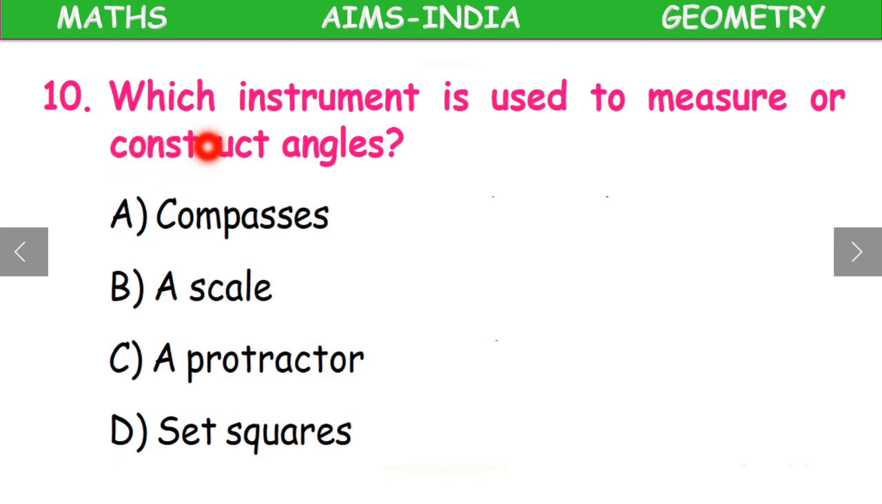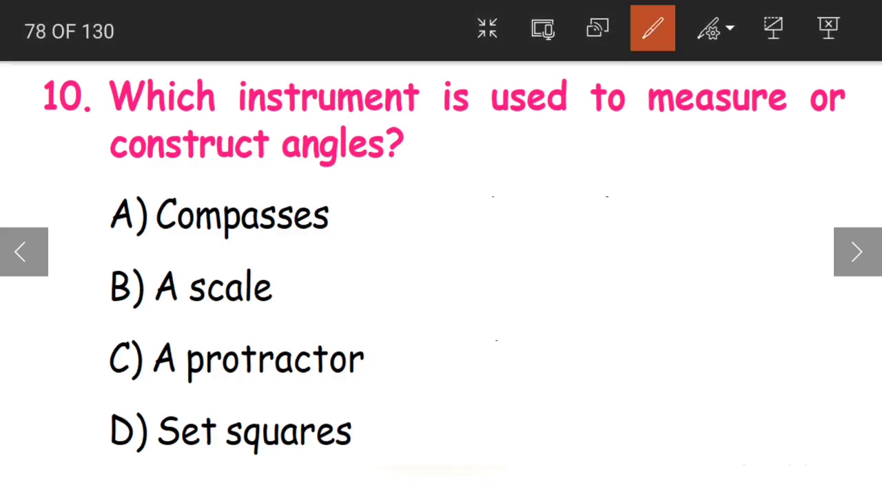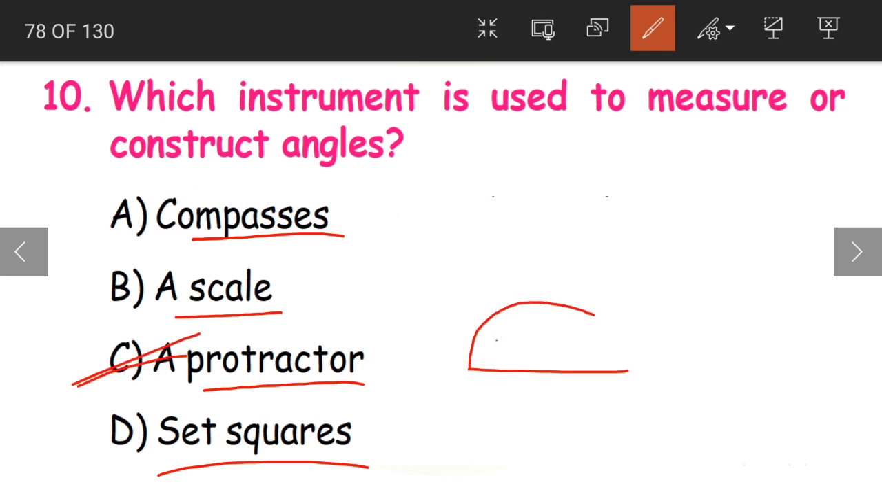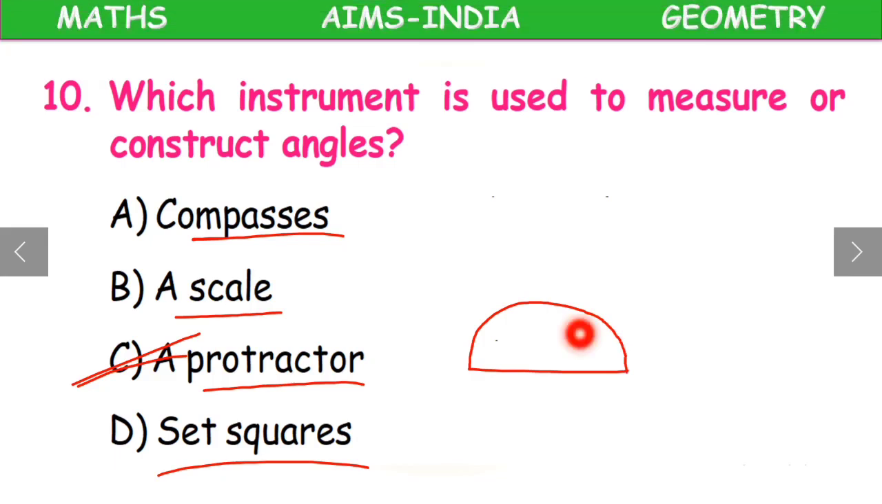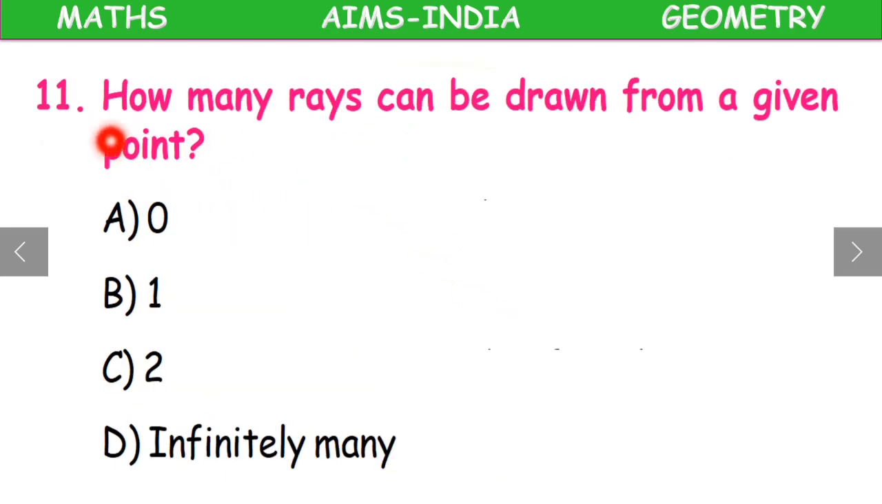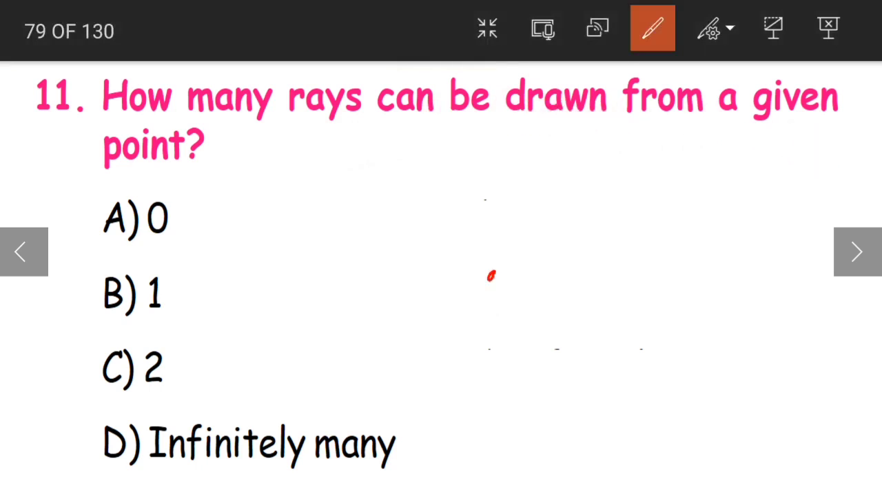Question 10. Which instrument is used to measure or construct angles? Is this a compass, scale, protractor, or set squares, children? It is our protractor. Yes, option C, protractor. It is a D-shaped semicircle. Yes or no? So we use our protractor to measure and also to construct angles. Question 11. How many rays can be drawn from a given point? So let us keep a point O and try drawing rays. 1, 2, 3, 4.